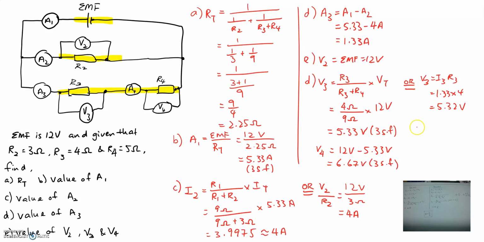Okay, and if you use a similar method, V4 equals I4 times R4, you will get 1.33 times 5 ohms, and that will give you 6.65 volts. So you notice that for these two values, they don't end up as well as the other one. That's because we rounded off the current, right? But these are the methods in general to solve the question.